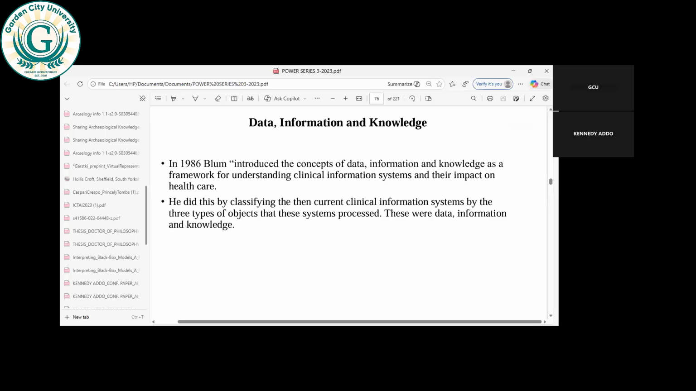So according to Blum, in 1996, they introduced the concept of data, information, and knowledge as the major framework for nursing communication. He did this by classifying the then-current information systems by the three types of objects that these systems process, and they were data, information, and knowledge.